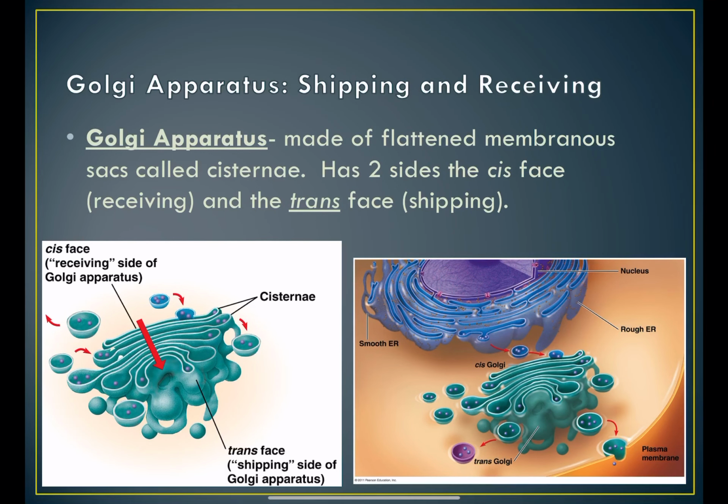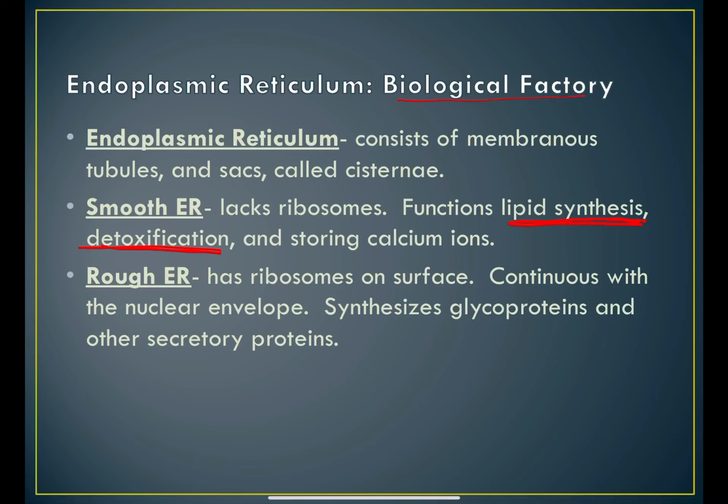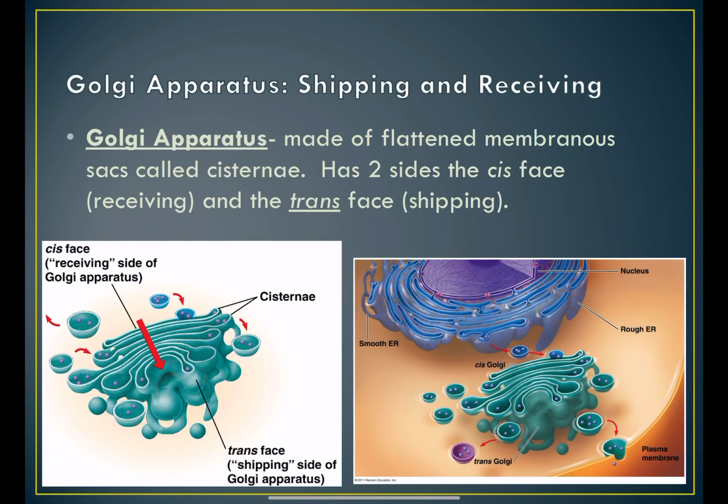And then the next one is the Golgi apparatus. The Golgi apparatus is kind of like a shipping and receiving center. So we consider our ER to be like a factory, a biological factory, because it's really helping with synthesizing things, synthesizing lipids, synthesizing proteins, and so on and so forth. And then our Golgi is our shipping center. So once proteins are made, they may go through the Golgi and be shipped outside of the cell. So the Golgi is like the post office.